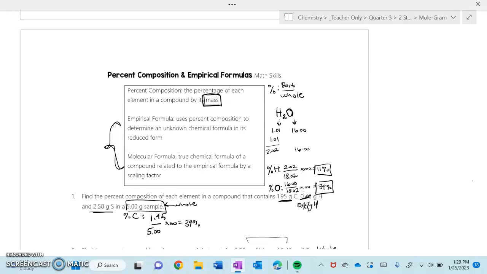So let's read these in our box up here. An empirical formula uses percent composition to determine an unknown chemical formula in its reduced form. So just like I said, if I have these percentages, to go backwards to the formula. The molecular formula is the true chemical formula of a compound related to the empirical formula by a scaling factor. So I actually want to define a scaling factor and show you this relationship by going to number 7.